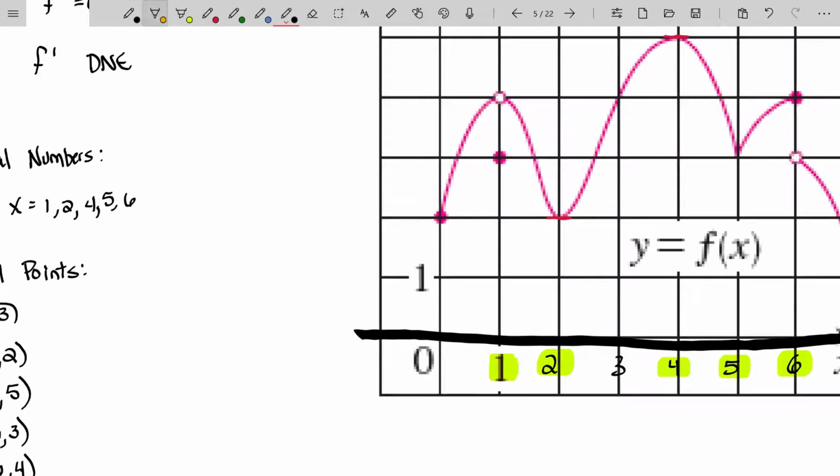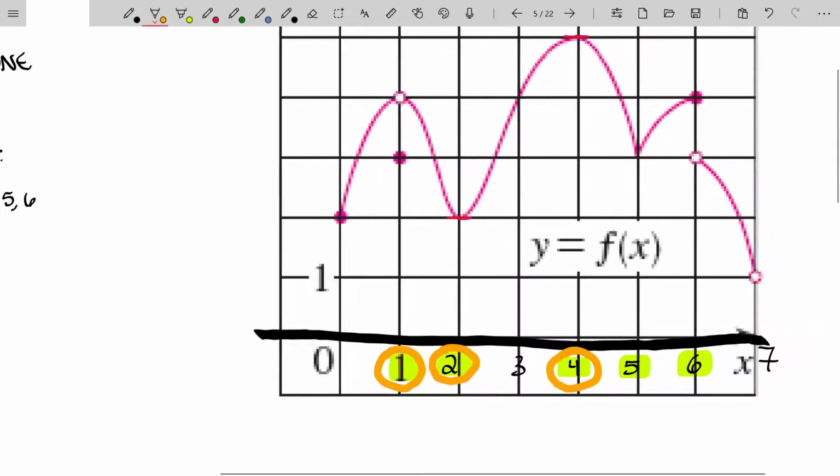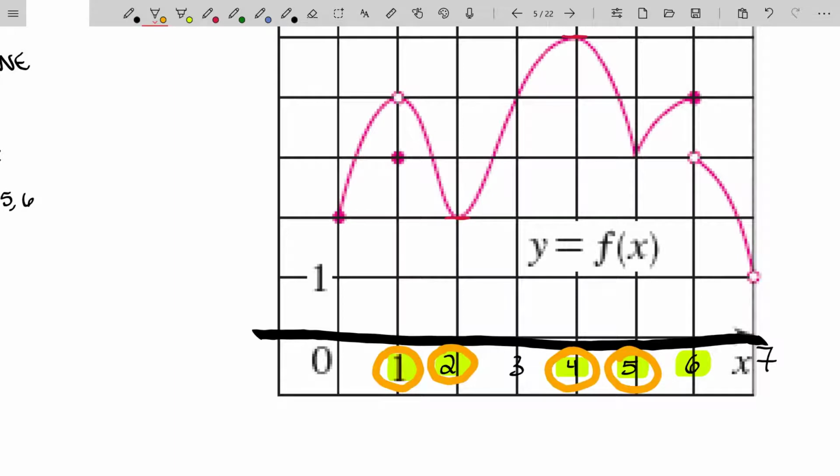Notice I'm going to go ahead and circle up where we had local maximums or minimums. We had a local minimum at 1. We had a local minimum at 2. We had a local maximum at 4. We had a local minimum at 5. And we had a local maximum at 6.